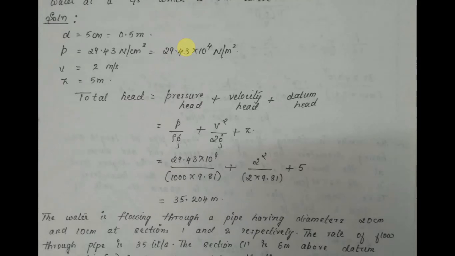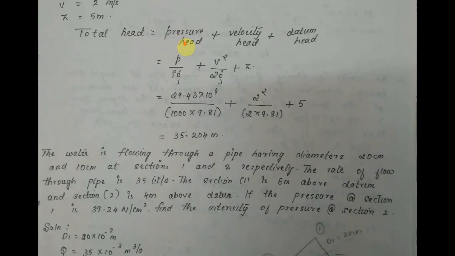Plus velocity is equal to v square upon 2g and datum is equal to z. So pressure is equal to 29.4 into 10 raised to 4, divided by 8000 into 9.81, plus v square, that is 2 square divided by 2 into 9.81, plus half 5, that is equal to 35.204 meters.